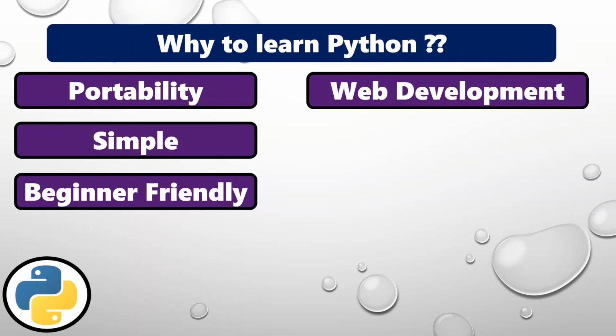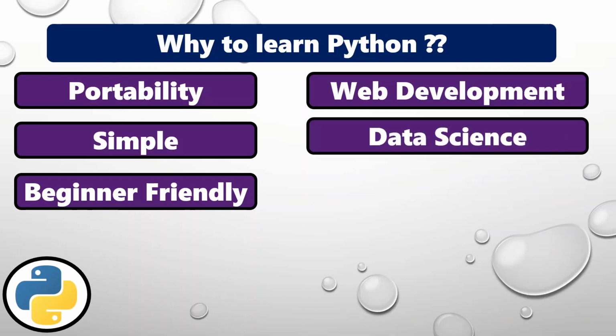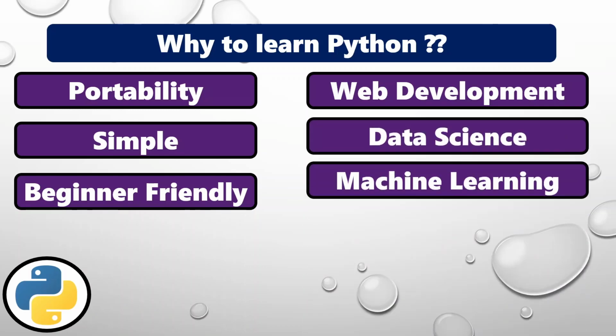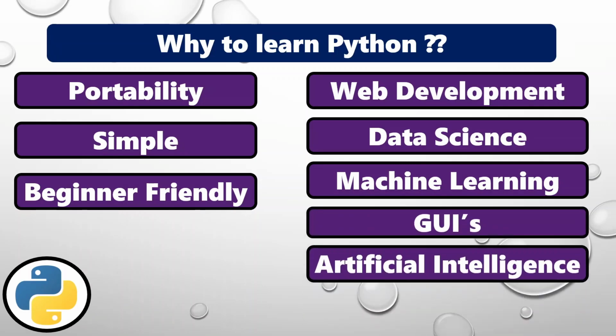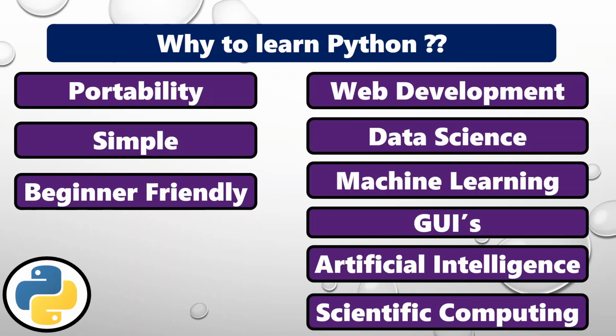And the areas where you can use Python: it can be used in web development. You can use Django and Flask to create websites. You can use it in data science, machine learning, GUIs, artificial intelligence, and it can also be used in scientific computing.